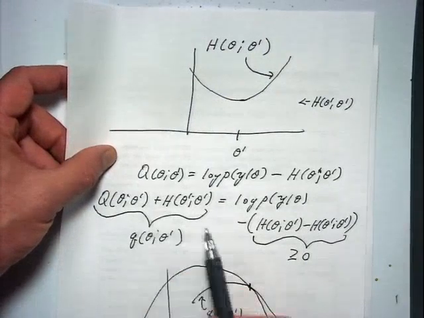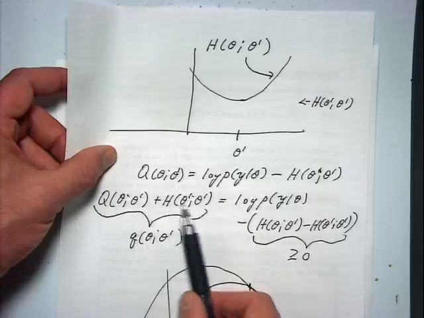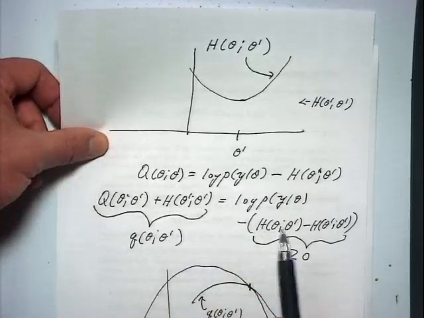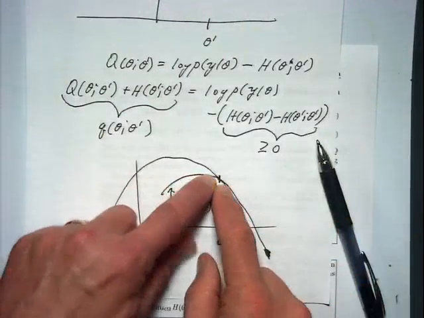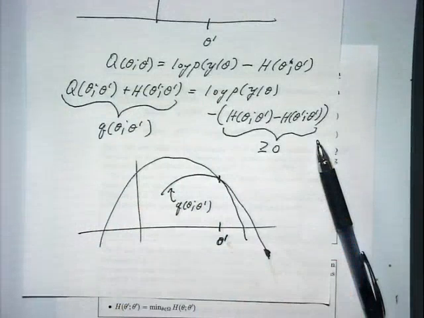In other words, I had to add H of theta prime. That makes this all a little bit confusing. See, in other words, if I took this curve and I just shift it up or down, it doesn't really matter because when I do the maximization, I'm still going to get the same answer.